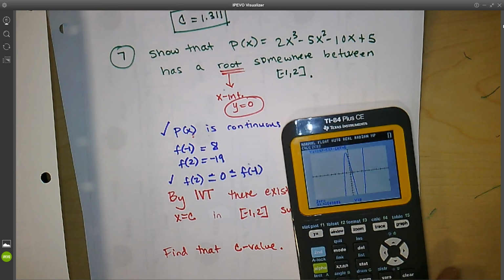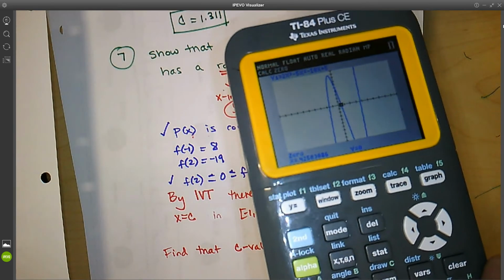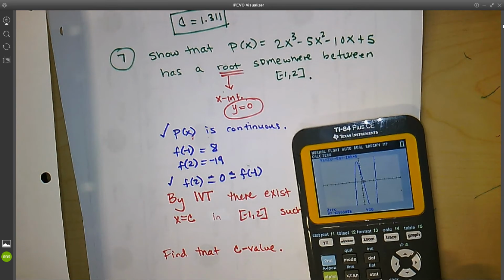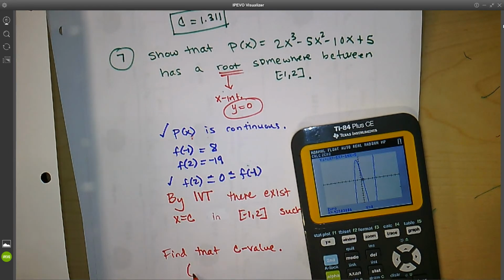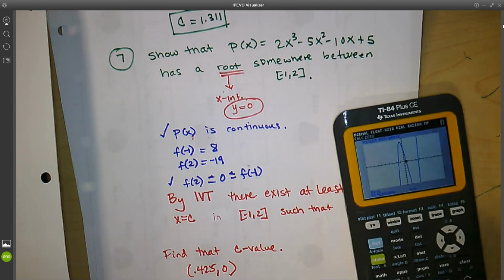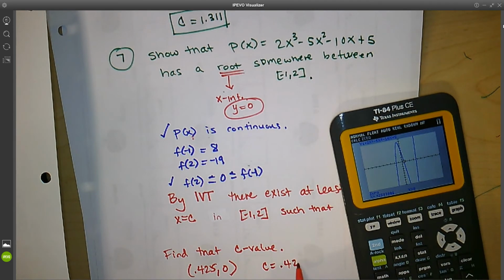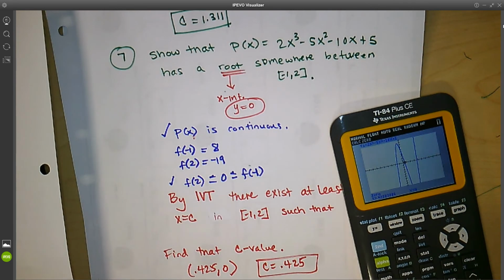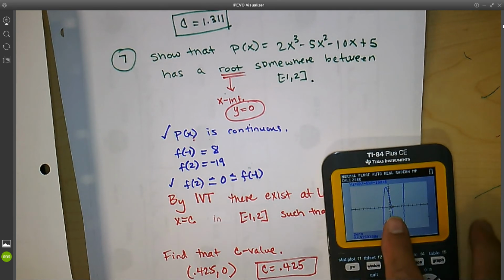It tells you right up there that x is about 0.425. And the y value was the 0. So that means our c value is 0.425. That is when our graph has a root, when it crosses the x-axis. That is actually a value between -1 and 2, so we are fine. Now it says at least, so maybe when you look at -1 and 2 and there's multiple, then you can say, oh, see, there are these other two that also guarantee that.